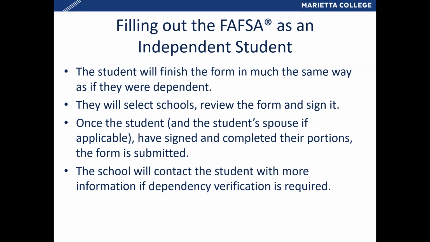And once the student has completed it, and the student's spouse, if the student is married and if the student's spouse needs to provide consent and approval, then once everybody is done, it is signed, completed their portions, the form is submitted, and again, the student receives a confirmation email. And the school will contact the student if more information is required to verify their dependency status as independent.